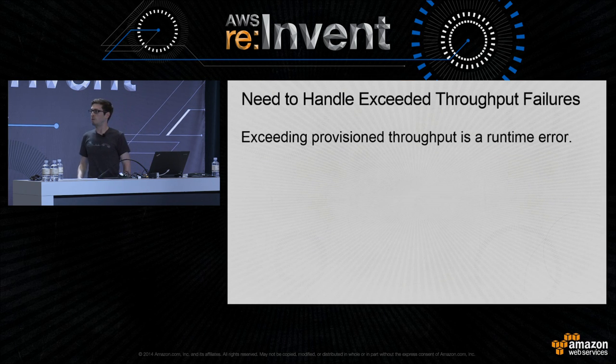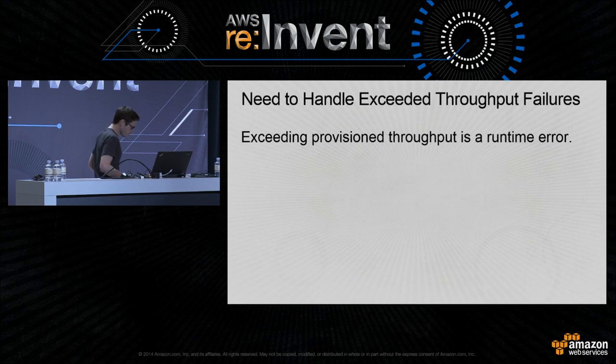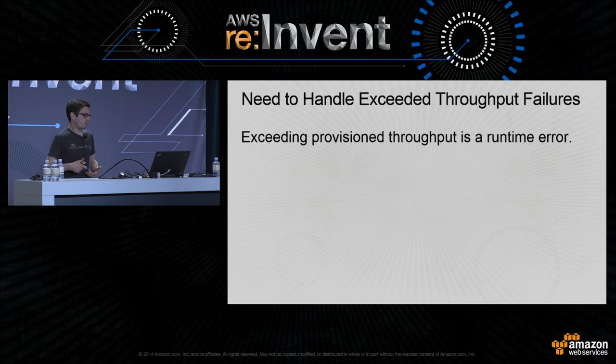So some things that you need to keep in mind when working with DynamoDB. The first is that you need to handle exceeded throughput failures. This actually isn't much different than if you were writing against a managed database. You still need to handle the case where you exhaust that database's resources and that database fails. So you need to do the same thing with Dynamo, but I feel like there's a tendency, because Dynamo kind of scales magically for you behind the scenes, that this sort of gets left by the wayside. So if you provision a certain amount of throughput for your DynamoDB table and you exceed that throughput, that manifests as a runtime error.